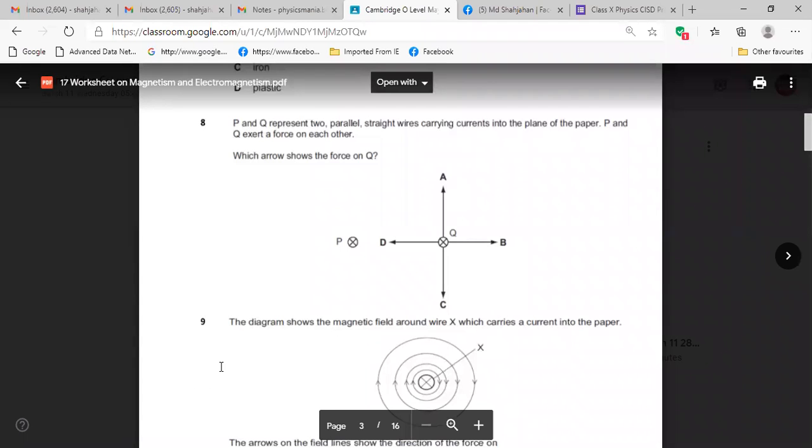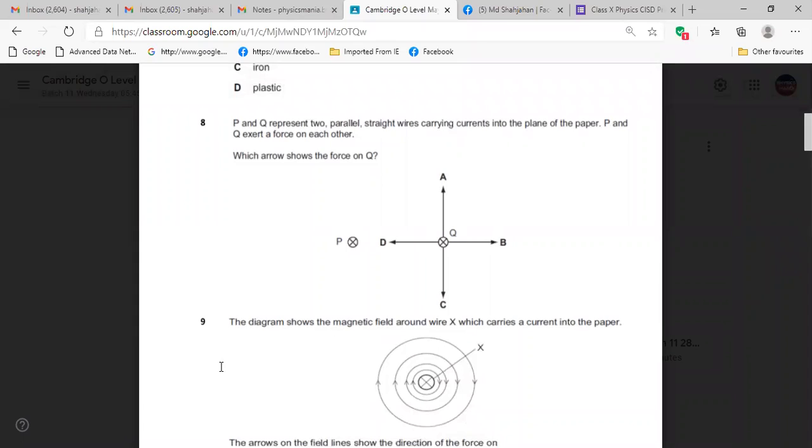P and Q represent two parallel straight wires carrying currents into the plane of the paper. P and Q exert a force on each other, which row shows the force on Q? So the wires are conducting currents in the same direction, right? They are saying into the plane of the paper, so they are in the same direction.